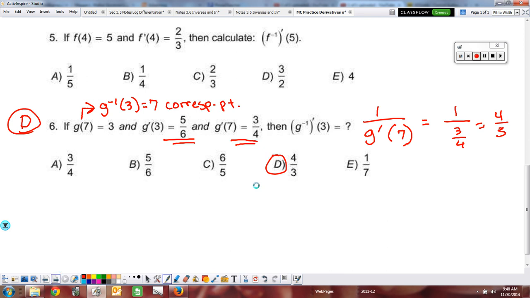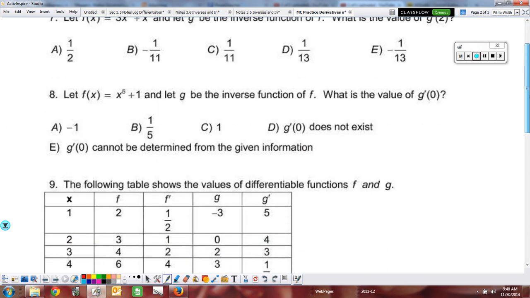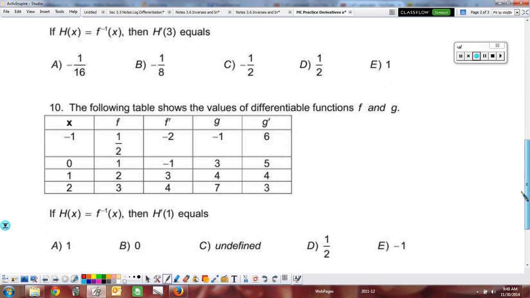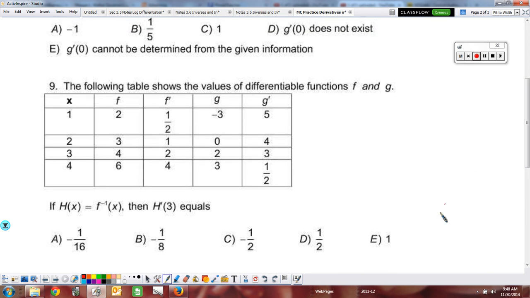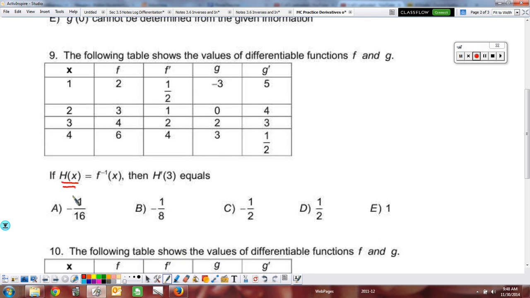All right. Let's flip over to the back. Let's do a numeric example. Let's see, which one do I want to do? Let's do number 9 together. All right, so we've got a table, numerical representation. We've got some values for f, the derivative of f, for g, and for g prime. All right, and it gives us that this function h of x is the inverse of f of x. So we're trying to find h prime of 3, which means we're trying to find the slope of the inverse of f at 3.